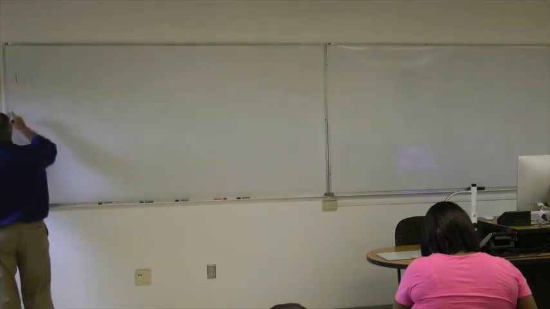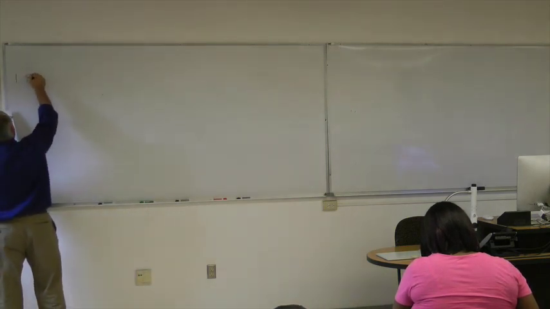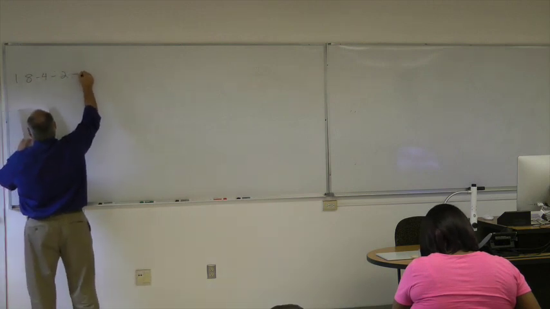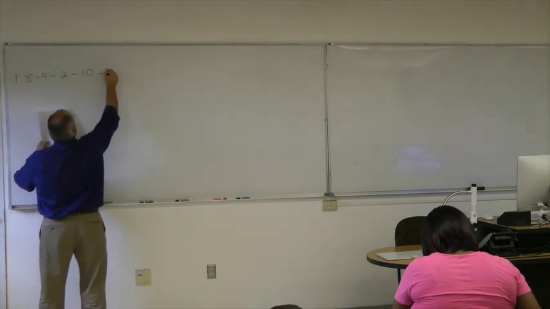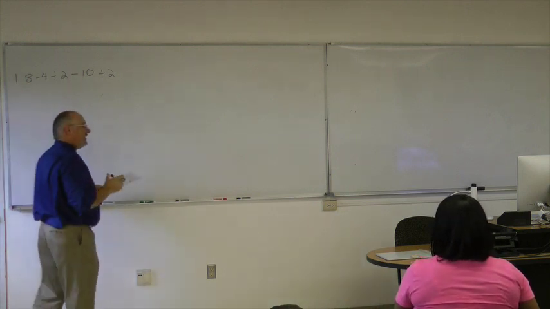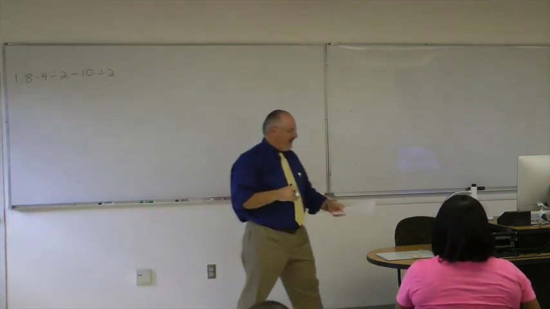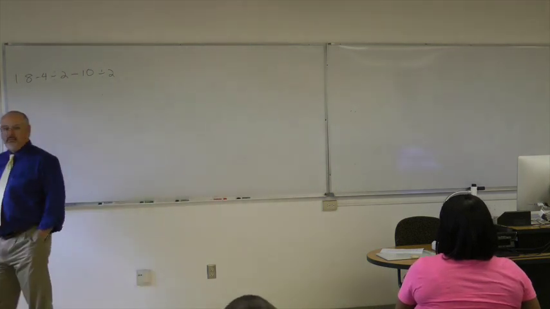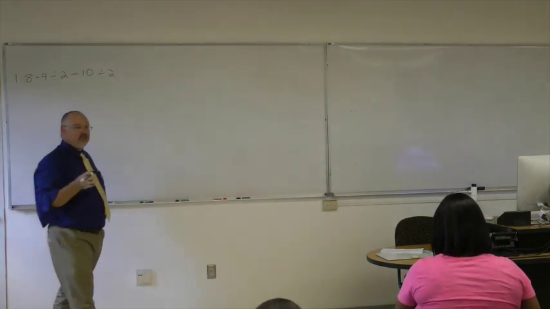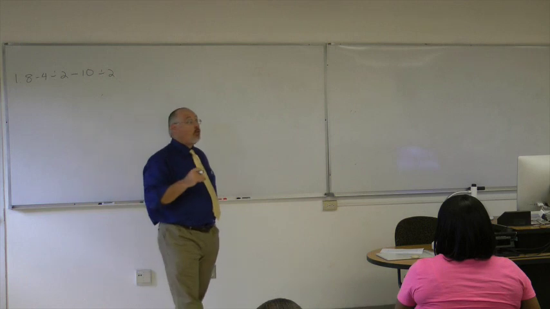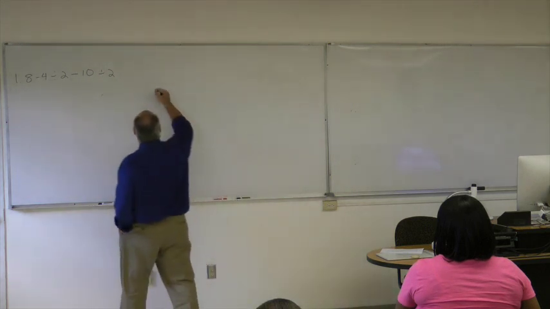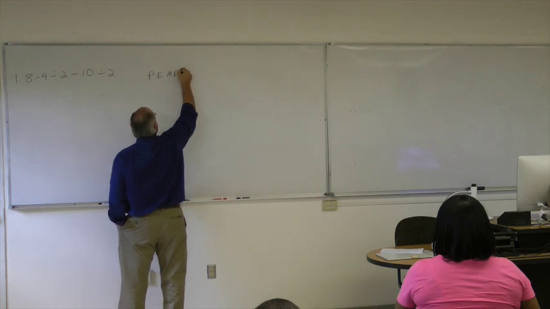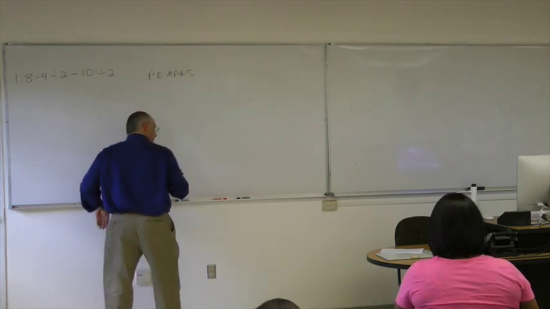All right, number one. 8 minus 4 divided by 2 minus 10 divided by 2. I'll try to write clearly. I don't have the best handwriting, but I will do my best. All right, so what is this problem about? PEMDAS, order of operations. All right, please excuse my dear Aunt Sally. That's a D.